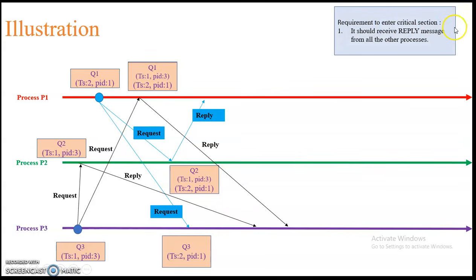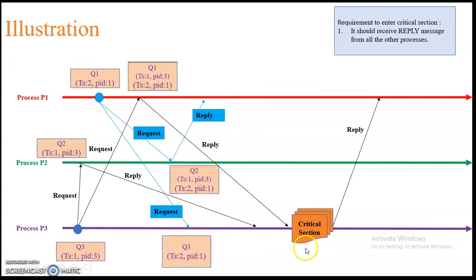The requirement to enter into the critical section is that it should receive reply messages from all the other processes. So if P3 wants to enter into the critical section, it has to receive the reply from processes P2 and P1. Let us check whether it has received a reply from P2 and P1. See, P3 has received a reply from P2 as well as from P1. That means process P3 can enter into the critical section.